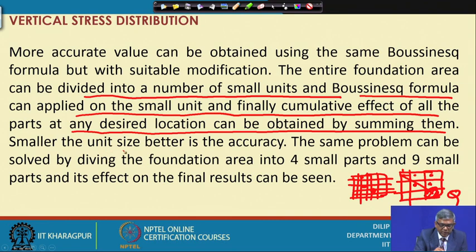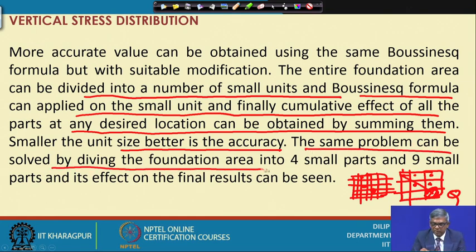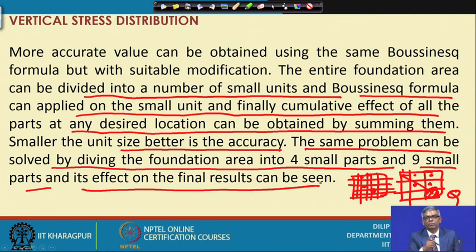You can see that the smaller the unit size, the better the accuracy. That means if I make my mesh very small, I will get more accurate results, but for practical work you need not do that. You can do a few divisions, and that will be enough, which I will show by some calculation in the subsequent slide. The same problem can be solved by dividing the foundation area into 4 small parts and 9 small parts, and its effect on the final result can be seen. The foundation is 3 meter by 3 meter, and I will divide it into 4 parts first, and then into 9 parts, and see the results.